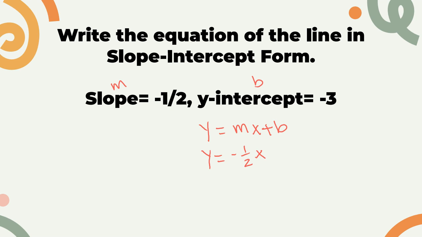And now, normally we have plus our number. So we could have plus negative 3. However, if I add a negative 3, that is the same thing as subtracting 3. So I'm going to write it as negative 1/2 x minus 3. So when our y-intercept is negative, our plus becomes a minus. So the equation of our line is y equals negative 1/2 x minus 3.